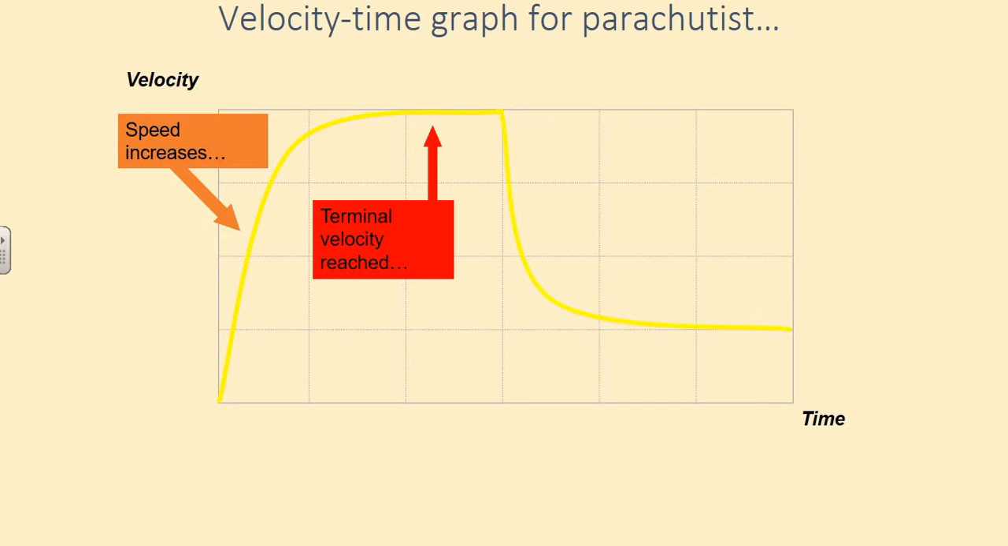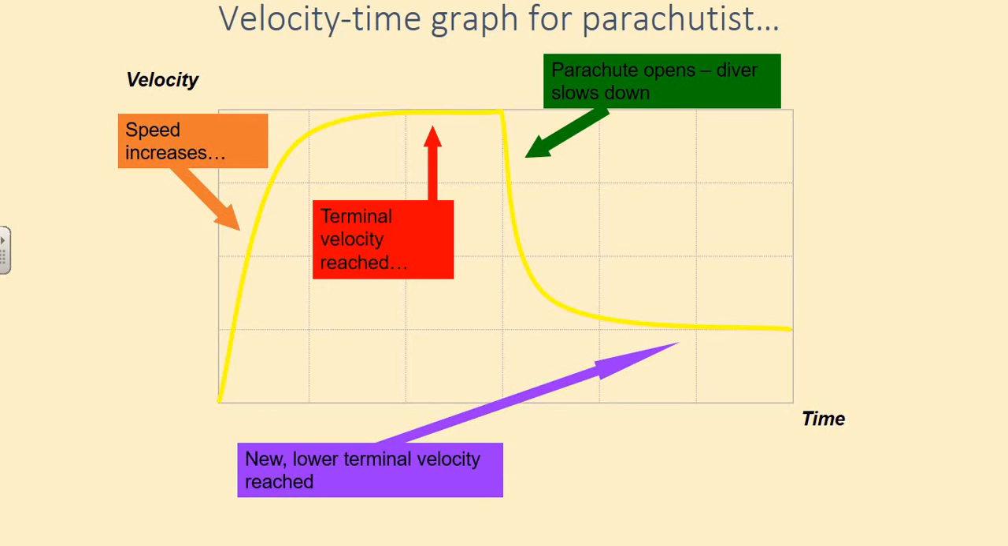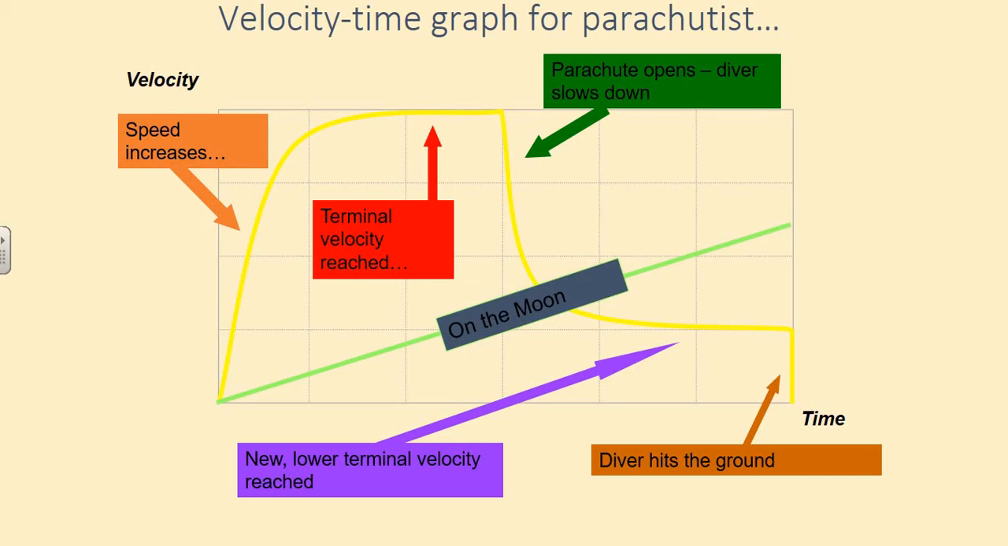Okay. Then what happens? He opens his parachute, and the skydiver starts to slow down. Okay, he doesn't stop. He doesn't go backwards. He doesn't go back up into the sky. His speed begins to slow. Okay, and then at a later point, eventually he reaches what we call a lower terminal velocity, so a point where his speed is no longer decreasing, and he continues at that speed until he reaches the ground. Okay, so you should produce a graph that looks a little bit like that.